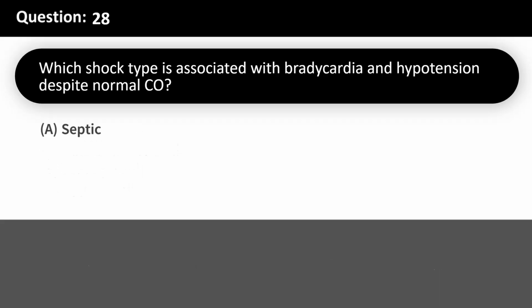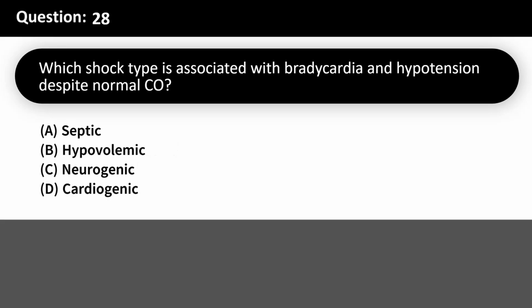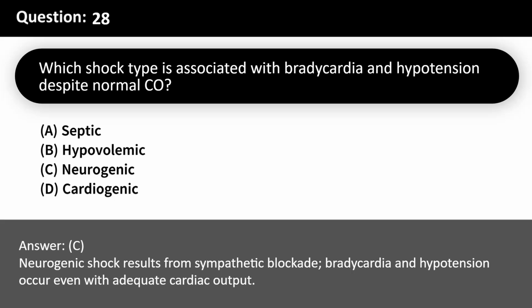Which shock type is associated with bradycardia and hypotension despite normal CO? A. Septic. B. Hypovolemic. C. Neurogenic. D. Cardiogenic. Answer: C. Neurogenic shock results from sympathetic blockade. Bradycardia and hypotension occur even with adequate cardiac output.